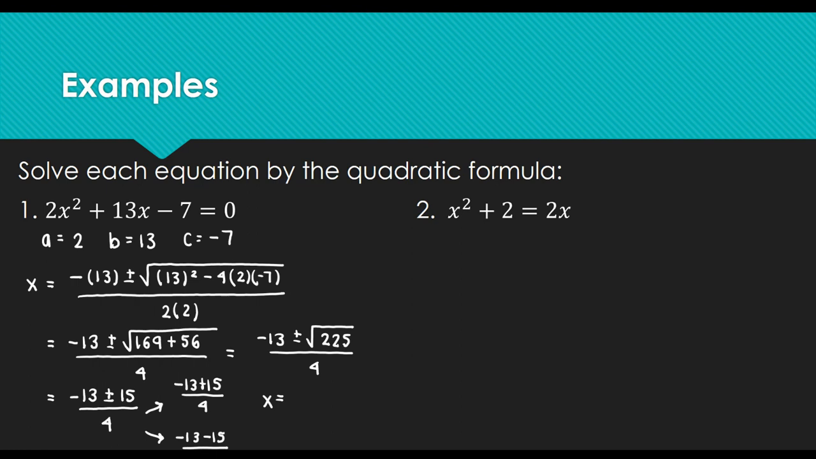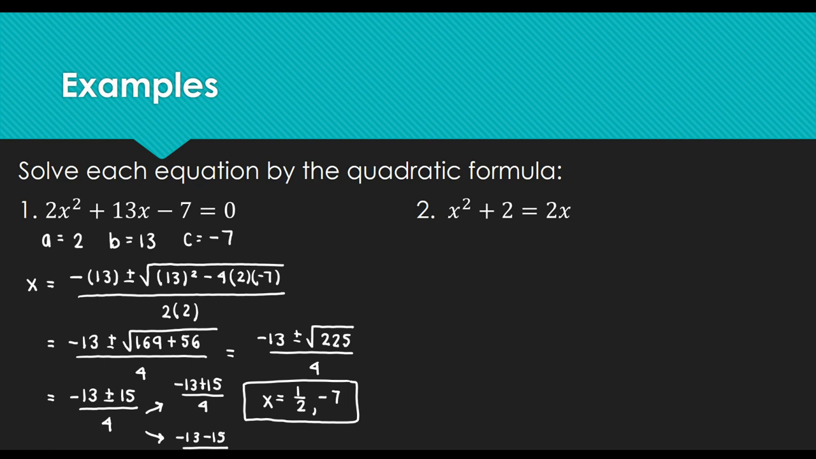So our two values for x then, when I add -13 and 15, that's going to give me 2. 2 divided by 4 simplifies down to a half. When I subtract -13 minus 15, that's going to give me -28. And -28 divided by 4 is going to give me -7. And so there are my two solutions.